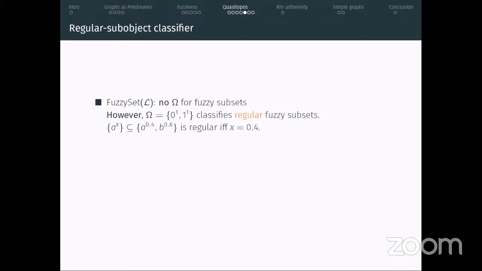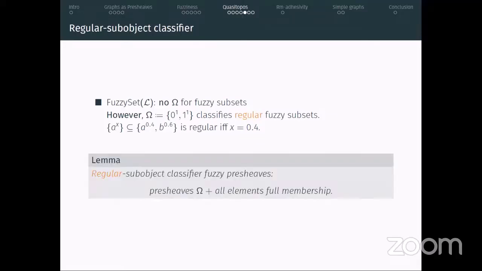So again, this is a list of examples, and you just combine them. And if you take the classifier for Presheaves and just give full membership to everything, you obtain a regular subobject classifier for fuzzy Presheaves.